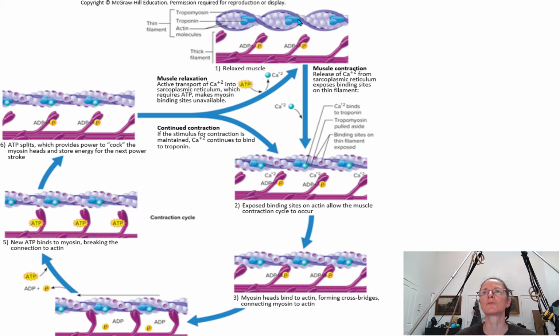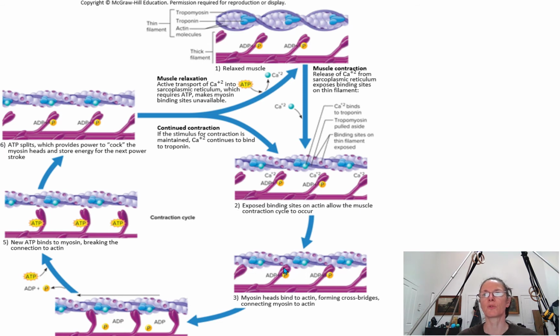And now the tropomyosin can rotate. And look at what happens here. The tropomyosin has now rotated into a different position. And now we can see the active sites on the globular actin here. So now we see our active sites revealed. And now we see that our myosin heads can interact with it.